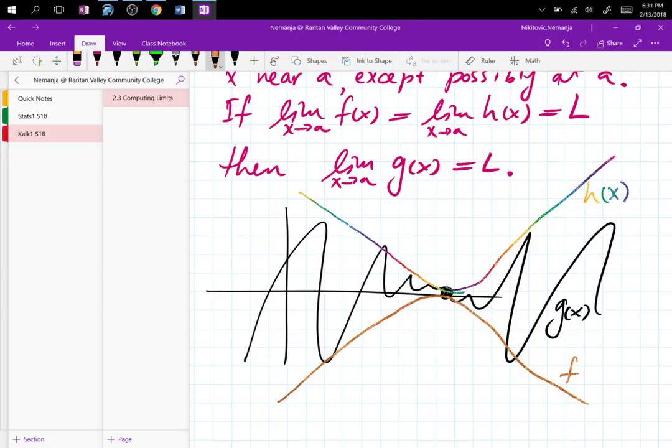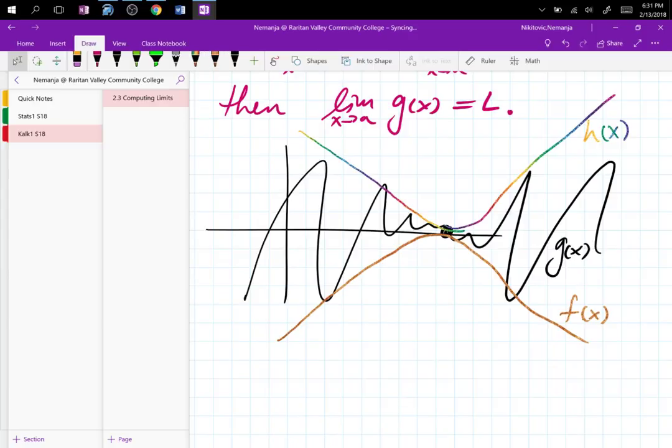This one is your f of x. So hopefully you see that they all meet at the same location in terms of y elevation. So let's do this in the example.